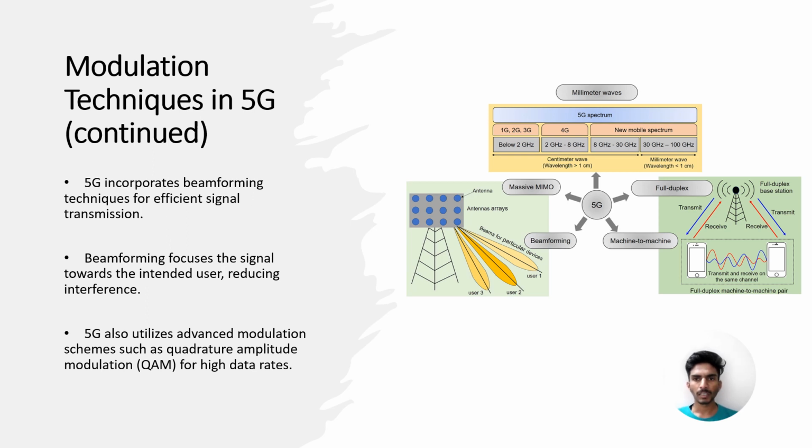As you can see in this picture, the millimeter waves, the 5G spectrum is there, and 1G, 2G are below the 2 gigahertz frequency, and 4G falls under 2 to 8 gigahertz. The new mobile spectrum, which is now 5G and evolving 6G as well, 5G falls under 8 gigahertz to 30 gigahertz and 30 gigahertz to 100 gigahertz. These are the 5G bands we are discussing. And it has massive MIMO, multiple input, multiple output.